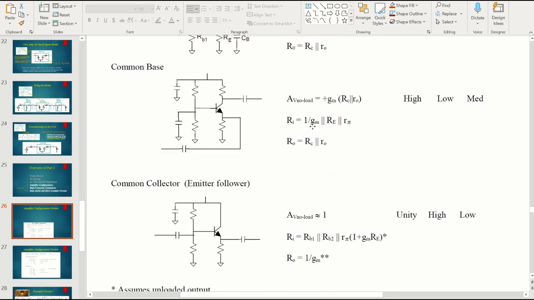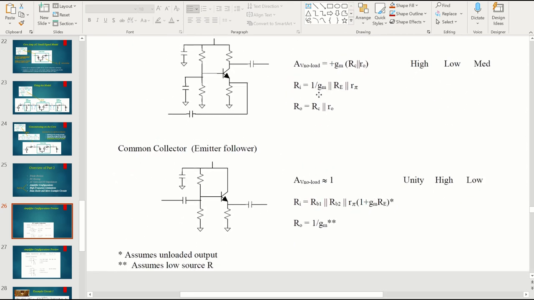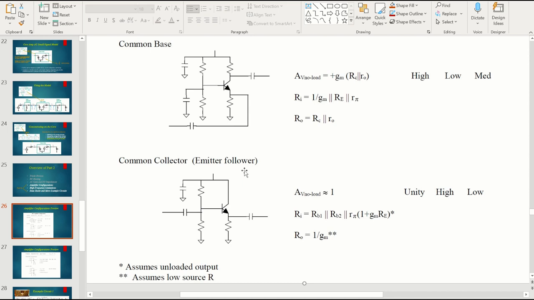In particular, there's another one called the common collector or emitter follower, and it has a gain of 1, which is seemingly useless, but it's not because the input resistance for this thing is very high and the output resistance is very low, so it's good at driving any load you want, and it doesn't load whatever source you have. So this is often called a buffer, or sometimes an emitter follower.